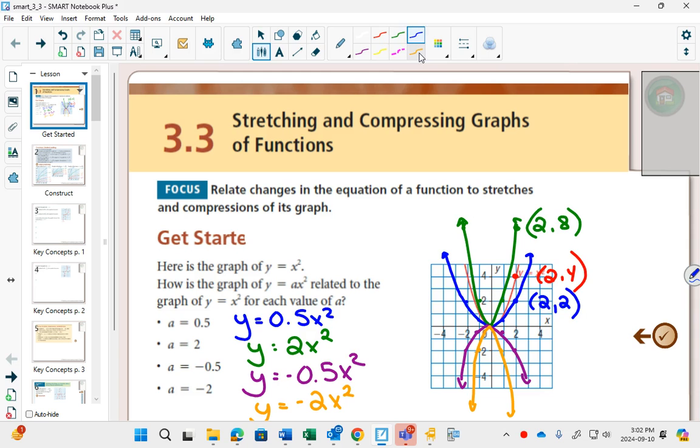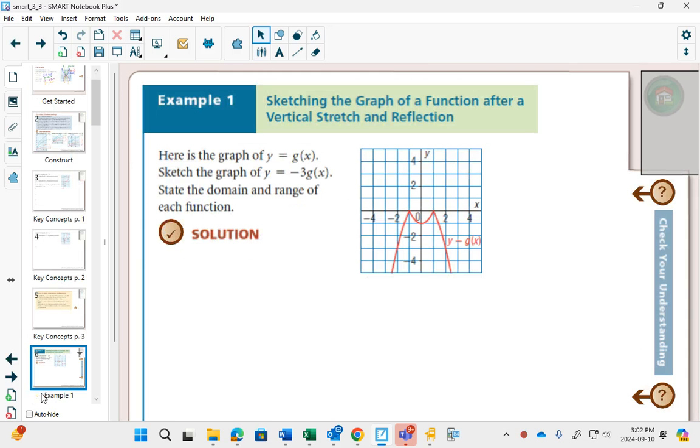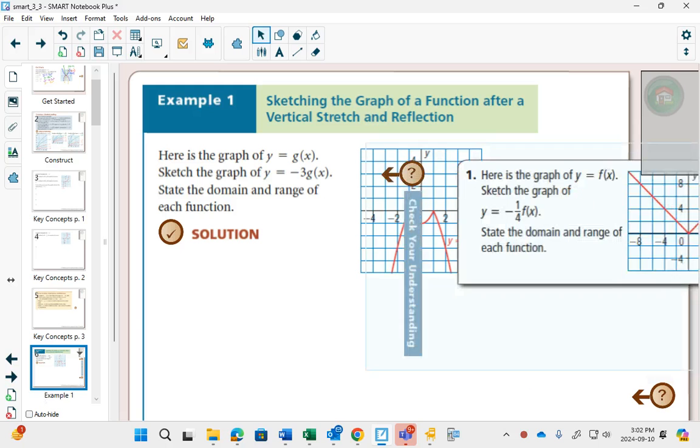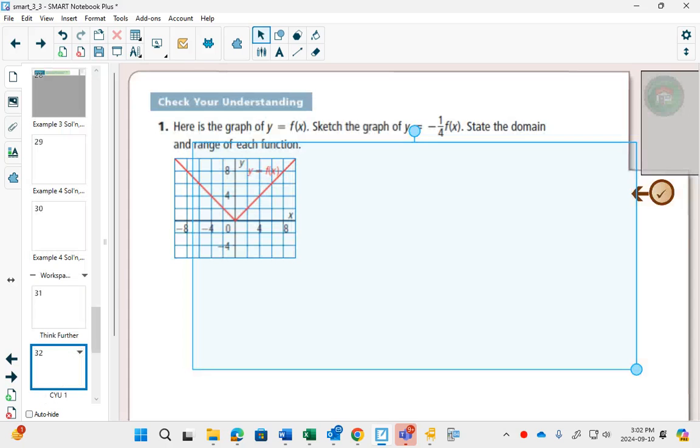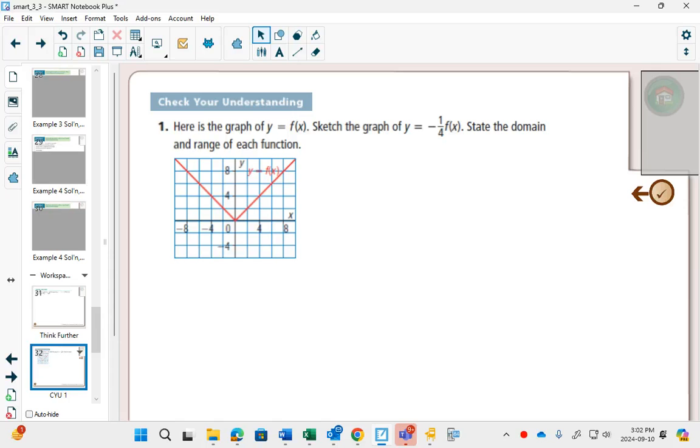So when we go to example 1, here's the graph of f of x. Sketch the graph of y equals negative 1/4 f of x. And you're going to notice that we're going to start labeling things because all of our transformations will eventually be put together. Moving left, right, up, down, flipping, stretching horizontally, compressing vertically, all going to get combined.